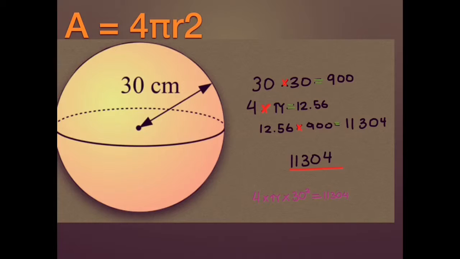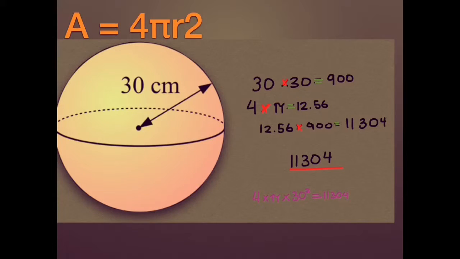In this case, A equals area, so A equals 4 times pi times R to the power of 2. To demonstrate how the area of the sphere works, I will show you an example. The radius on this sphere is 30 centimeters, so we should multiply the radius by itself. So 30 times 30, we get 900. Now, 4 times pi equals 12.56 approximately.